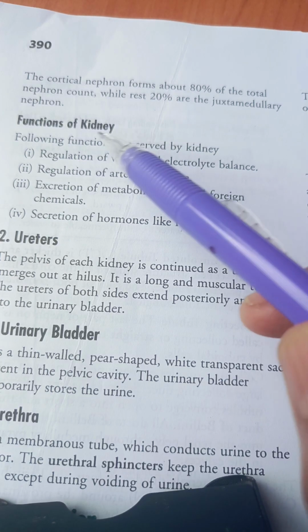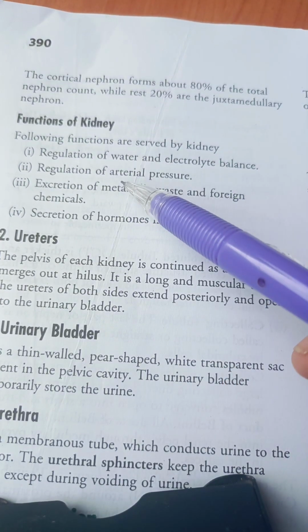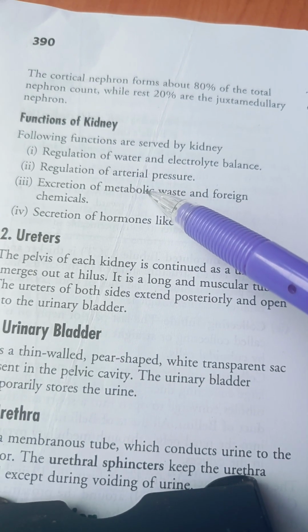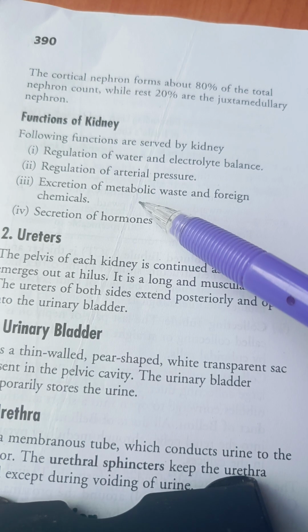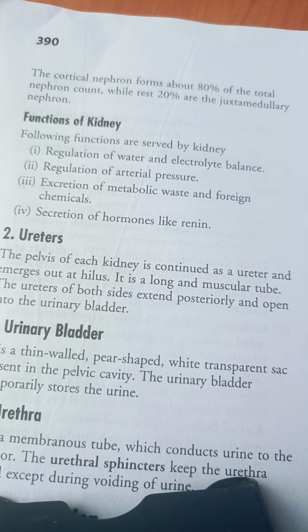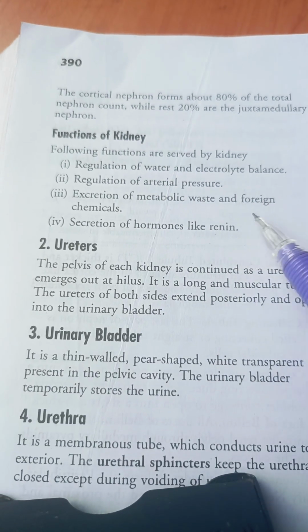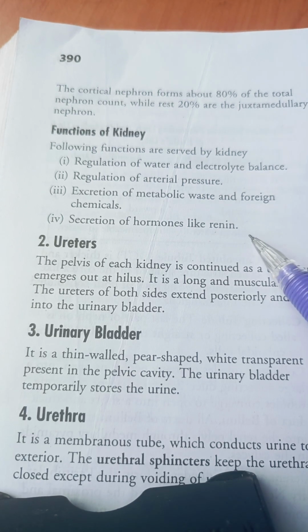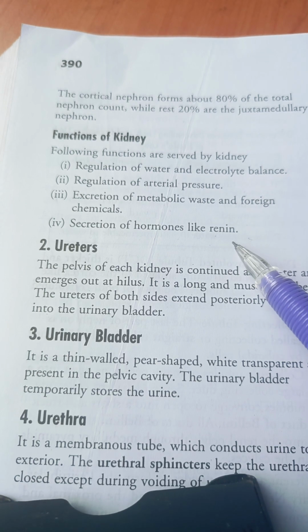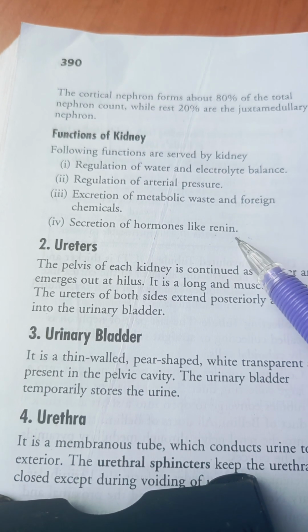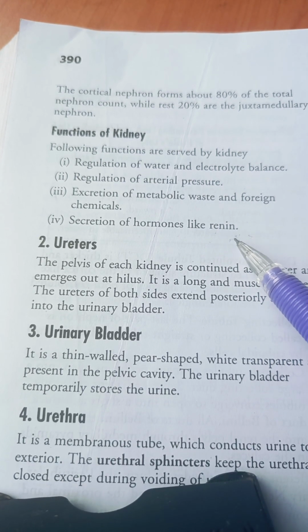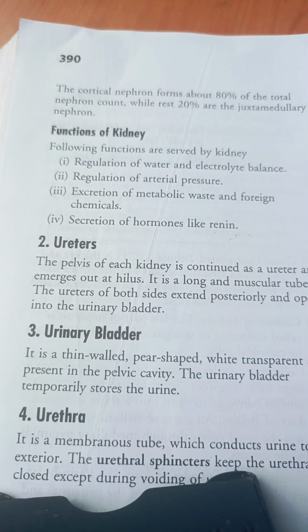What are the functions of the kidney? Four functions: regulation of water and electrolyte balance, regulation of arterial pressure, excretion of metabolic waste and foreign chemicals, and secretion of hormones like renin. There is the renin-angiotensin mechanism. When there is fluctuation of BP or BP rises, this renin-angiotensin mechanism activates and they secrete more urine to reduce arterial blood pressure.